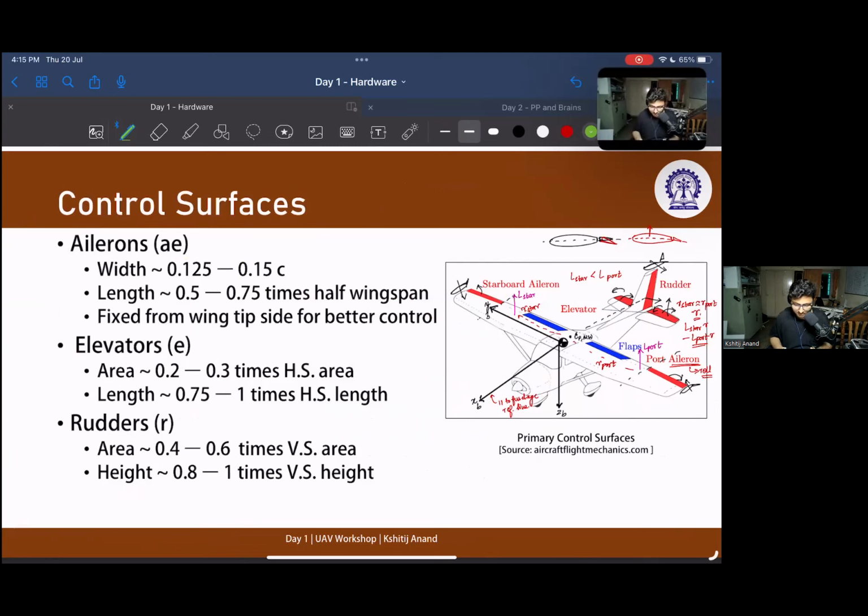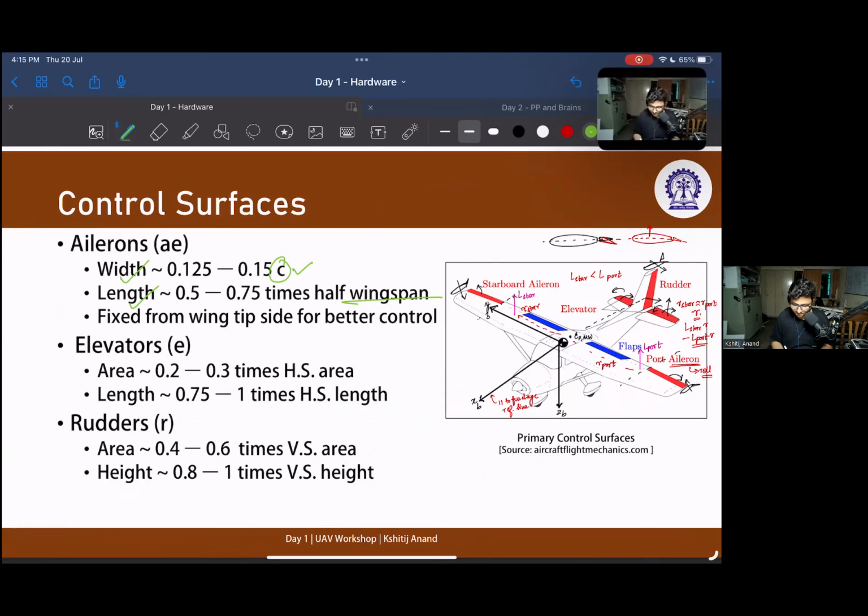Now let's come to the control surfaces. We can size the ailerons. We know the chord, so we can find out the width of the ailerons. We know the wingspan, so we can find out the length of the ailerons. The length and width are determined. And the ailerons have to be symmetric airfoils in nature.